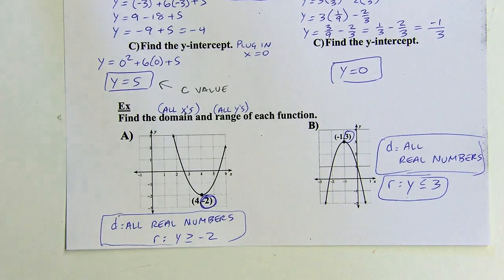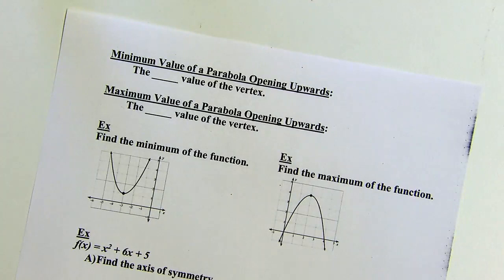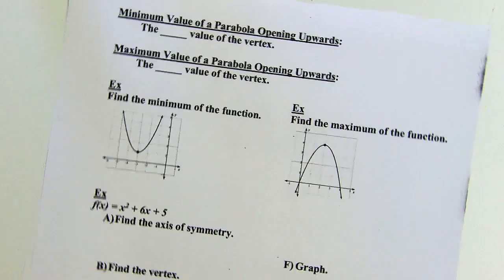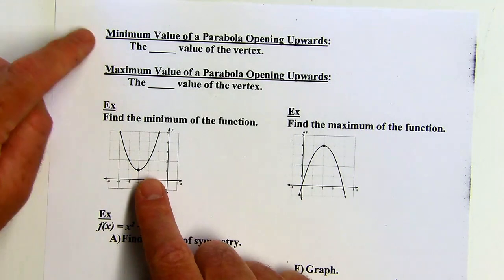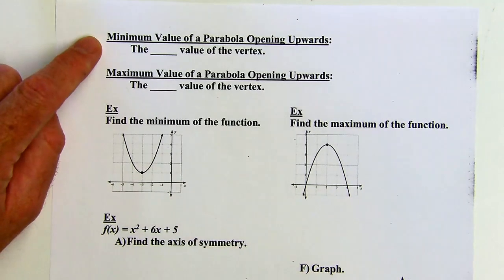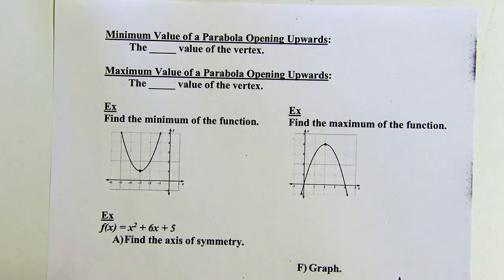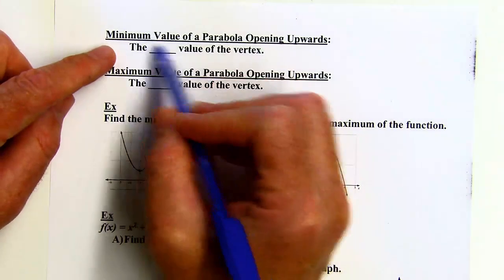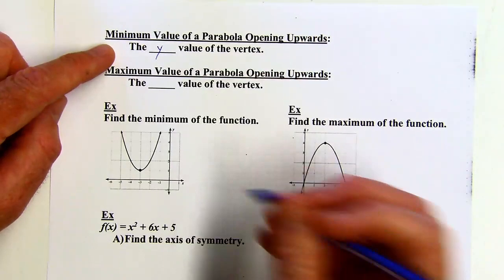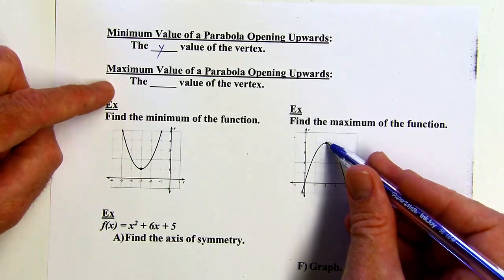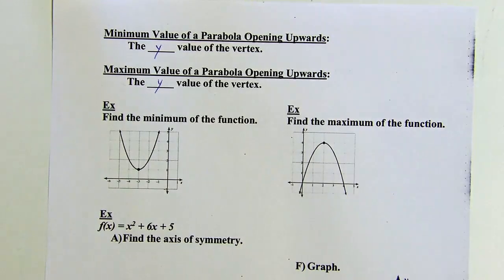Okay, so that idea is very related to minimum and maximum values of parabolas. So if you have a parabola that's opening up like this, then it's going to have a minimum value. And we're only looking at the y's because the y's have to do with the height of these parabolas. So the minimum value of a parabola that opens upwards is going to be the y value of the vertex. And the maximum is going to be the highest point on a parabola opening down, so it'll be the y value of the vertex on both of those.